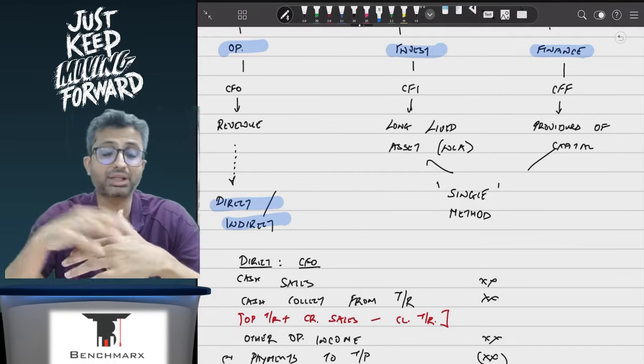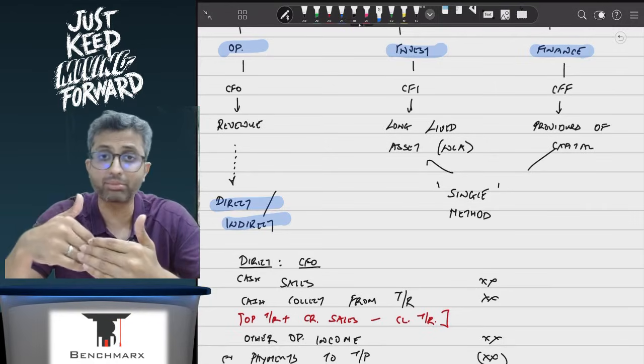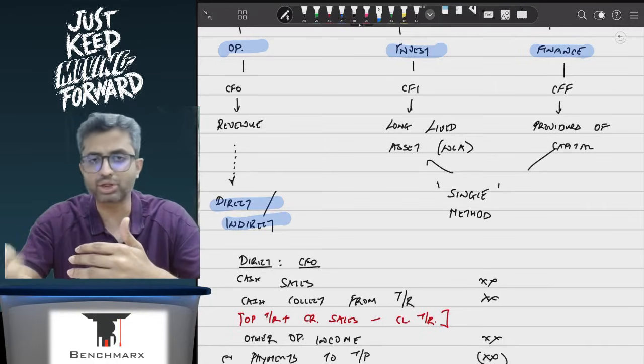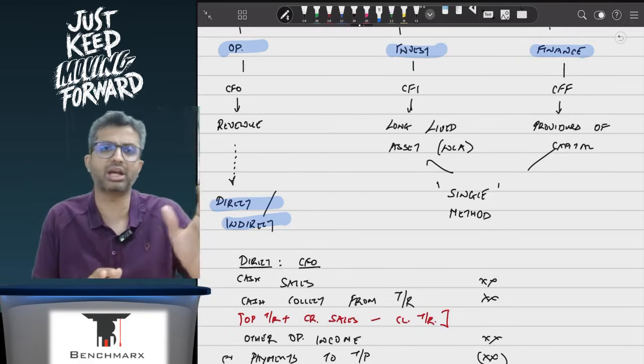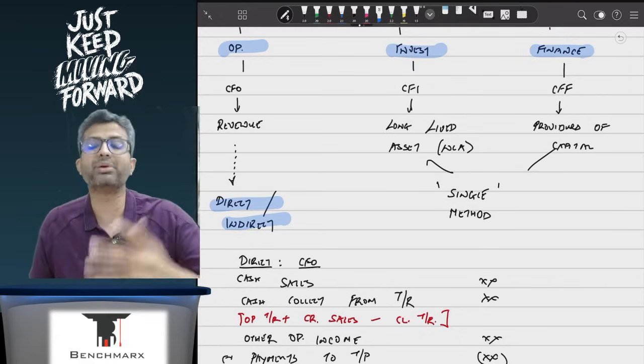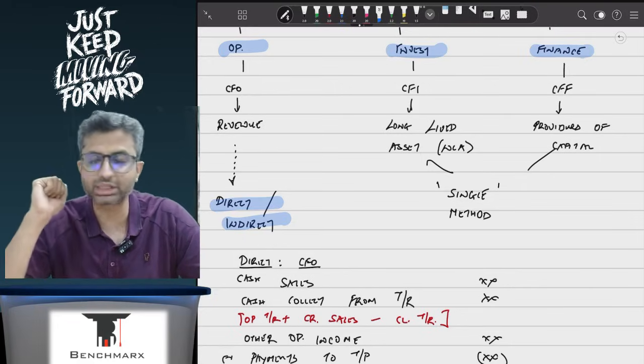So under the direct method, what do you do? You directly show what are the cash flows. Like you take cash collection from customers minus cash payment to suppliers minus cash payment to employees, etc., and you will get the cash flow under the direct method. This is generally considered to be a preferred method under both IFRS and US GAAP, though most companies in practice actually publish using the indirect method.